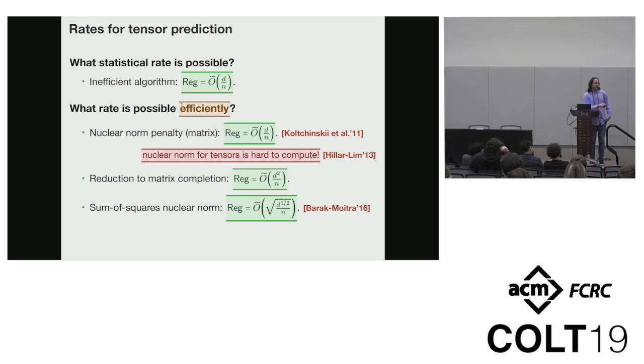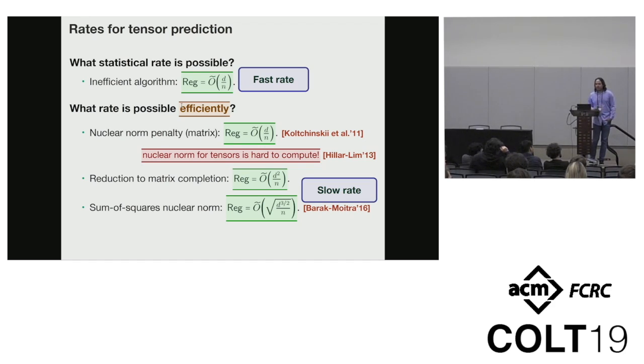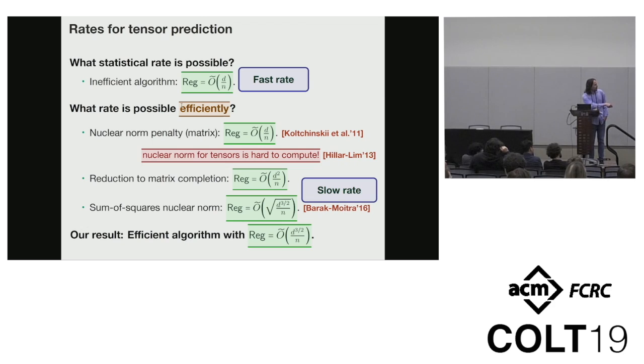And interestingly, it's probably unlikely that you can get better than d to the 3 halves under standard hardness assumptions. But what you notice about this bound is that it's what we'll call a slow rate. If you look at the inefficient algorithm, this was going down as 1 over n, and this one is only going down at a rate of 1 over root n. So our main contribution is to give an efficient algorithm that gets the natural fast rate analog of this result. So we get a rate of d to the 3 halves over n.